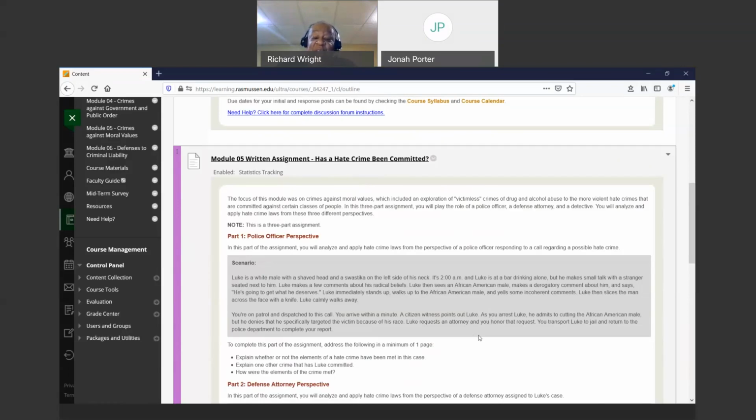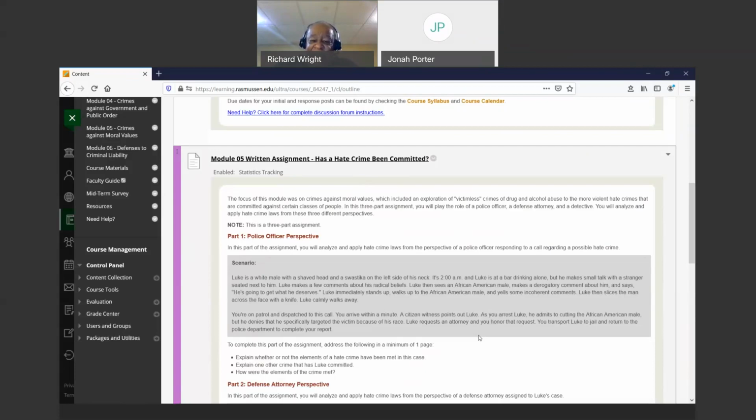Each scenario and each part should be 1 full page. 1 full page, not 3/4 of a page. There are a few students who said to me, well, I can't write a full page. Yes, you can if you do the proper amount of research and provide the details. Yes, you can.